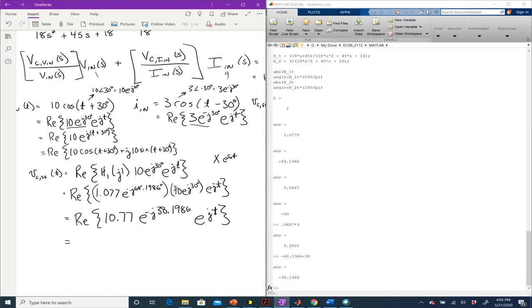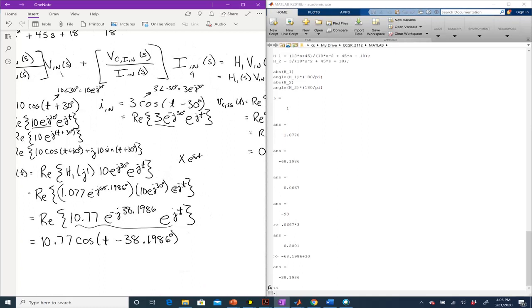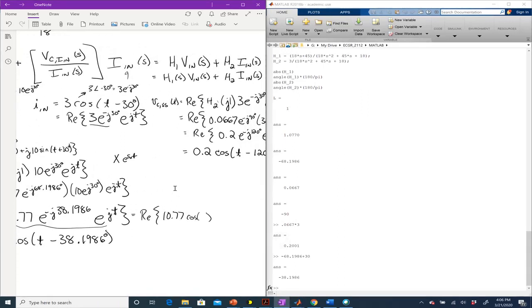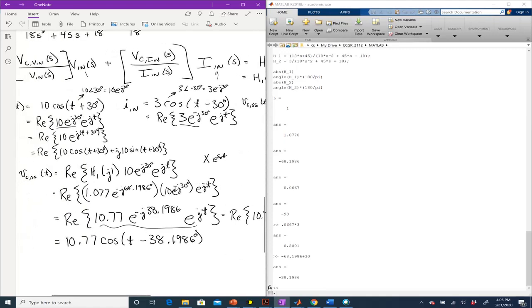So in other words, if you expanded this with Euler's identity and took the real part of that, you would get 10.77 cosine t minus 38.1986 degrees. To do that, you'd have to expand this as 10.77 cosine plus j times 10.77 sine, and all of that. You'd have to remember your Euler's identity.